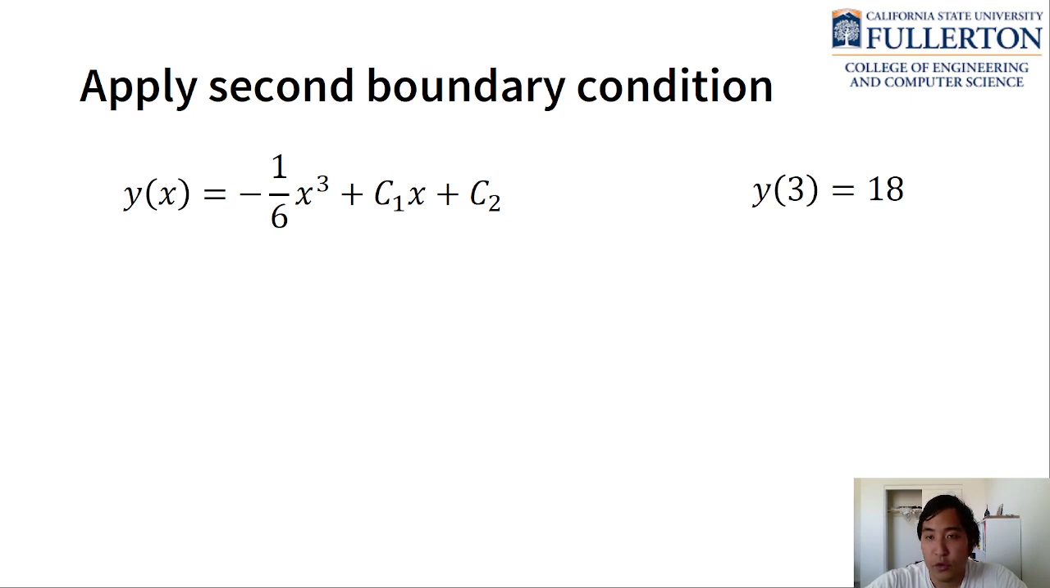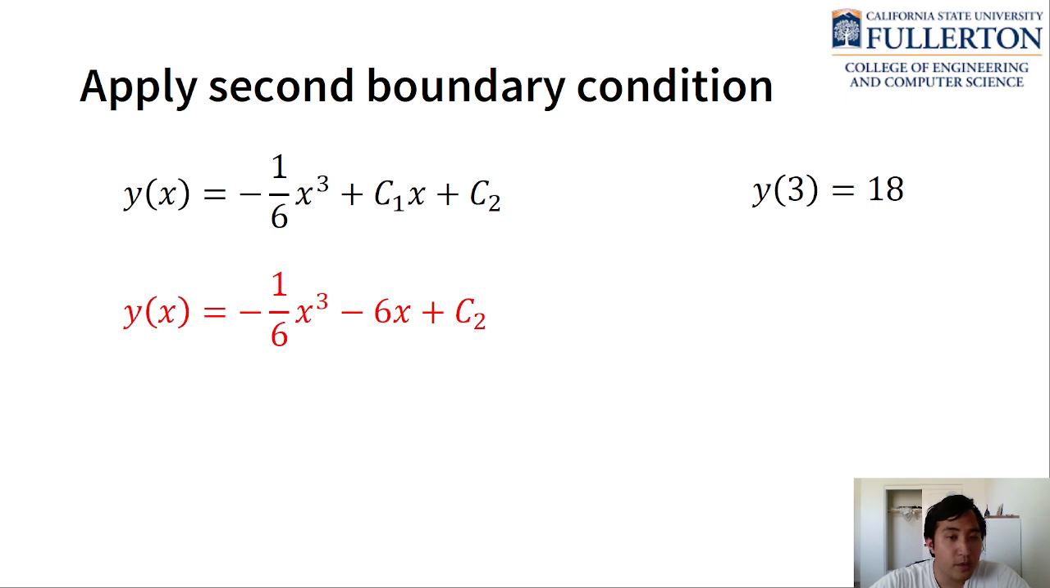And so our second boundary condition is y at 3 is equal to 18. Okay. Once again, we're going to start with our general solution here. But before we start plugging in for x, let's go ahead and plug in for c1, since we just found that out on the last step. And so we said c1 is equal to minus 6. All right, so now we can start plugging in for x.